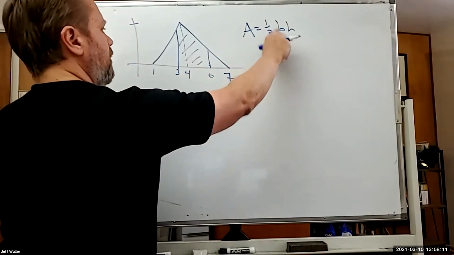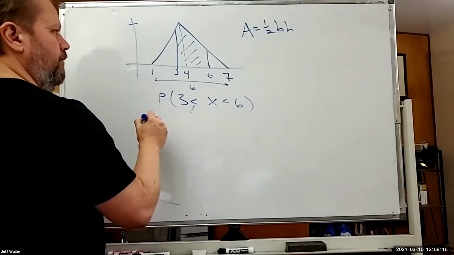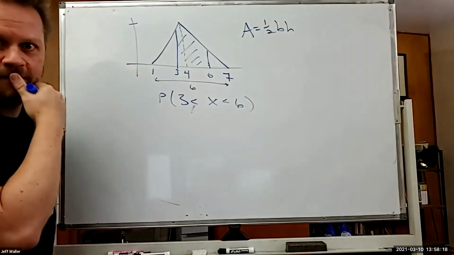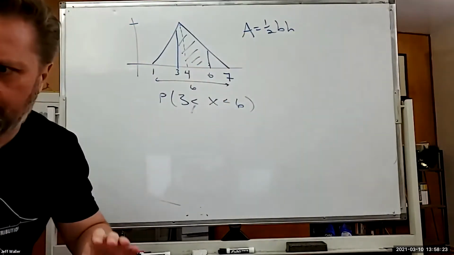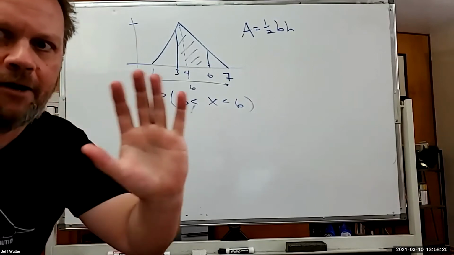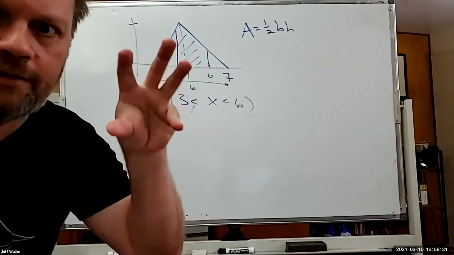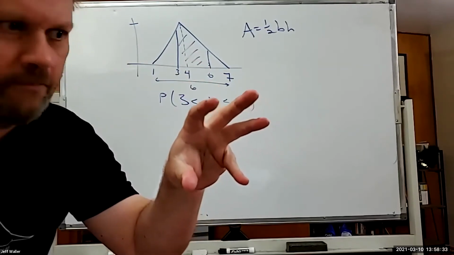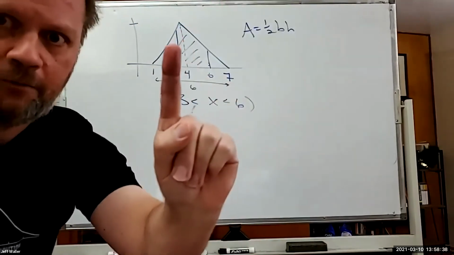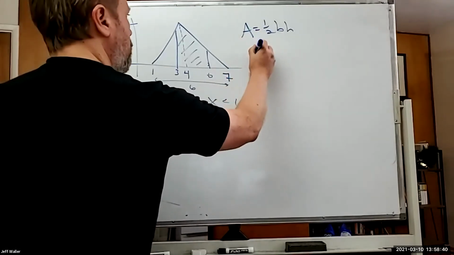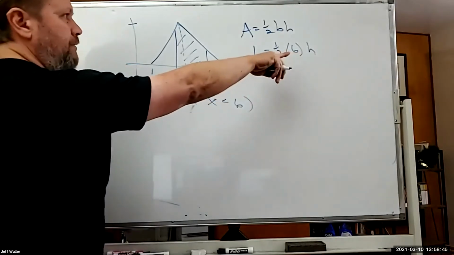What's the base of this triangle? It's 6. Is that cool? You guys with me? And what do I want the entire area to be? For any probability distribution I draw, what do I want the whole area to be? 1, because every probability has to sum to 1. So I know I want the area to be 1. I know the base is 6. So can you get the height?